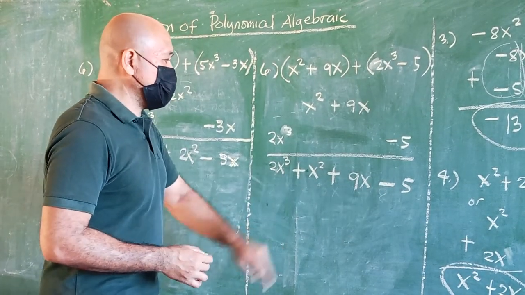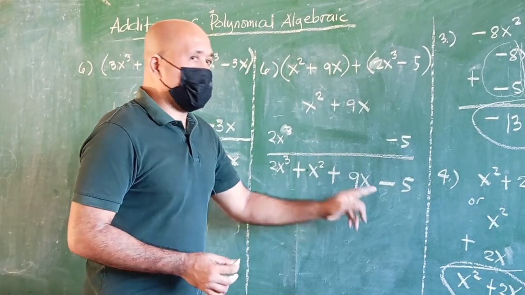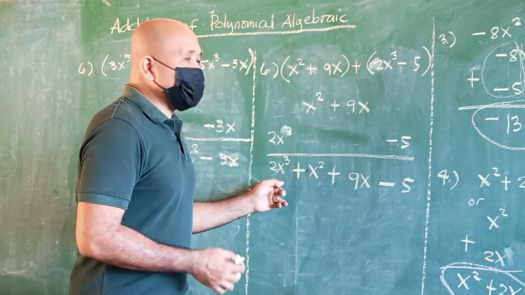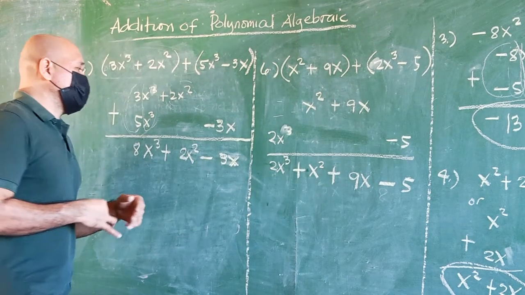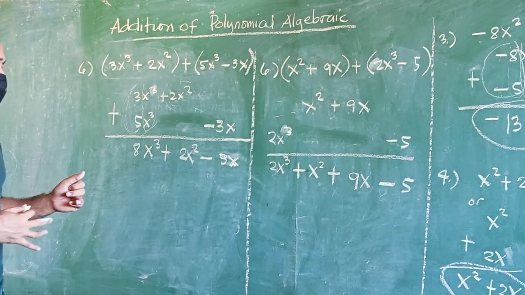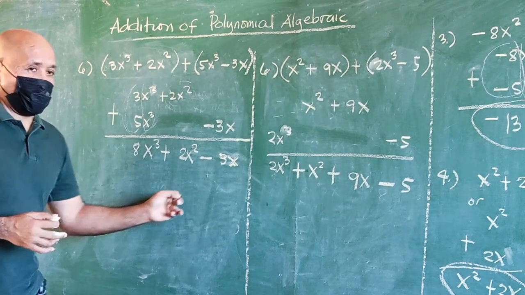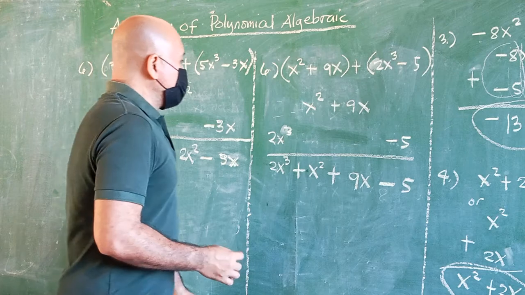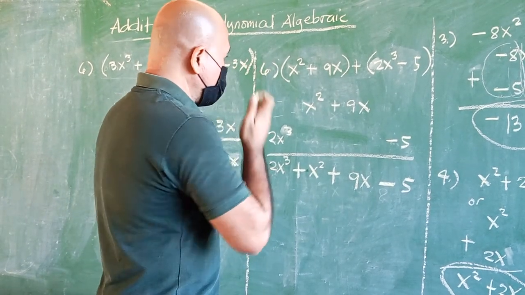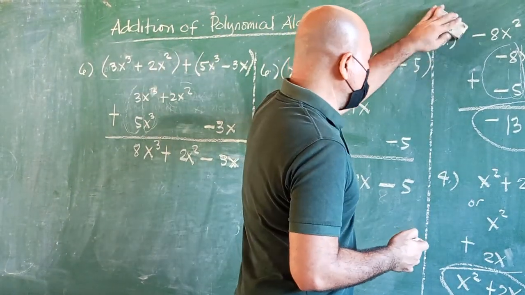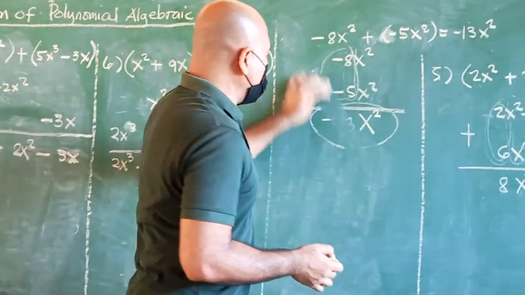So the result is considered a multinomial, or the algebraic expression, or the polynomial that has four terms. That's what we call multinomial. While the algebraic expression or polynomial expression having three terms like this one, we call a trinomial. Okay, so that's it. That's example number 6. And supposedly we will consider this last example for the addition of algebraic expressions.